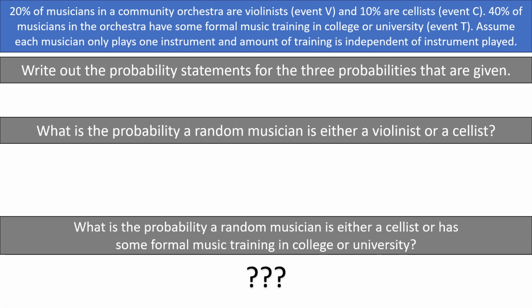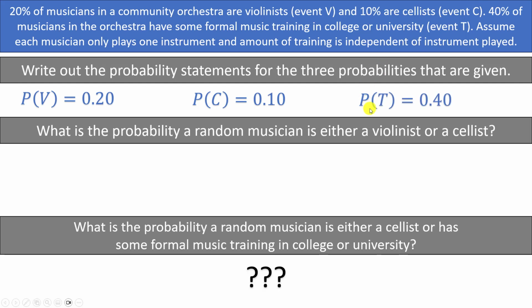Alright, I'm assuming that you've given this problem a shot. The problem says that 20% of musicians in a community orchestra are violinists, and 10% are cellists. 40% of the musicians in the orchestra have some formal training in college or university. That's going to be event T for training. And assume that each musician only plays one instrument, and the amount of training is independent of the instrument played. Write out the probability statements for the three probabilities that are given. So we are given that the probability someone is a violinist is 20%, the chance that they are a cellist is 10%, and 40% of them have some musical training, so that would be the chance of T.